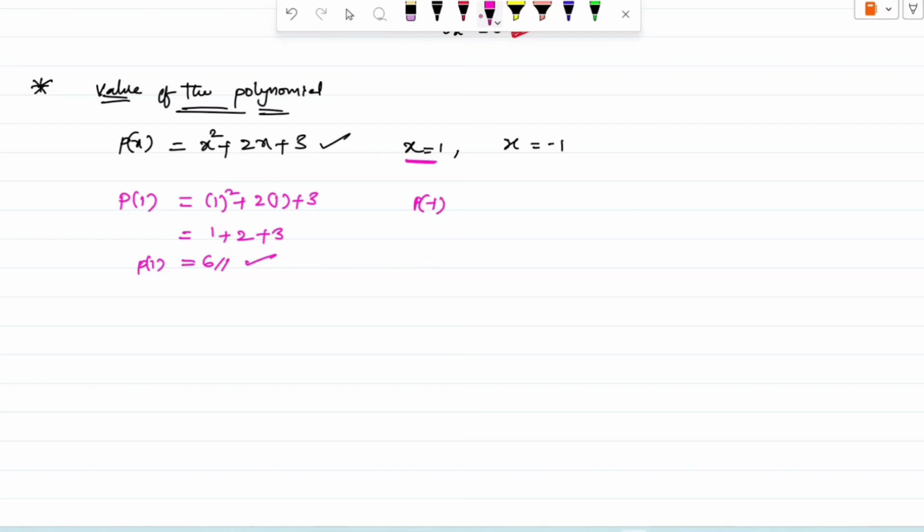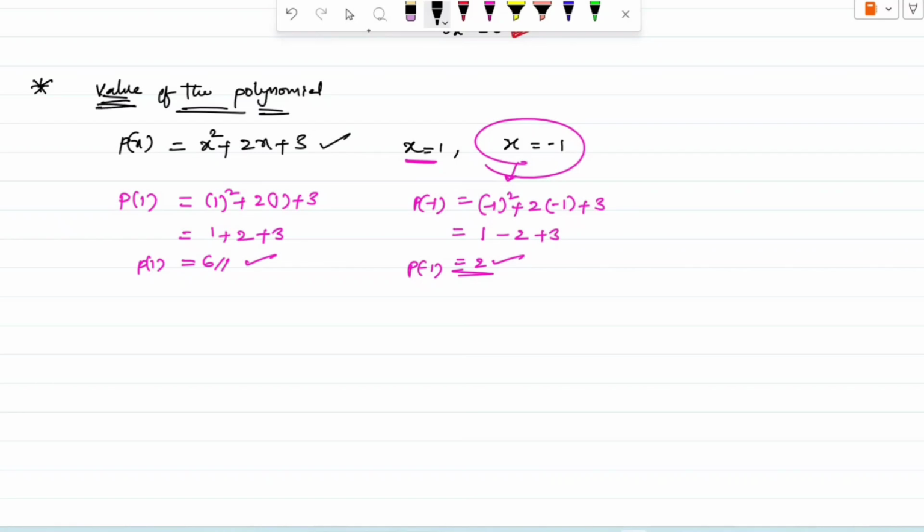Similarly, p of minus 1, what happens? Replace wherever you identify x with minus 1. Minus 1 whole square plus 2 into minus 1 plus 3. Minus 1 whole square is 1 only. 2 into minus 1 is minus 2, plus 3. So 1 plus 3 is 4, 4 minus 2 is 2. So this is the value of p of minus 1, at x is equal to minus 1. We can find this for any type of polynomial with x equal to something. So this is called the value of the polynomial.